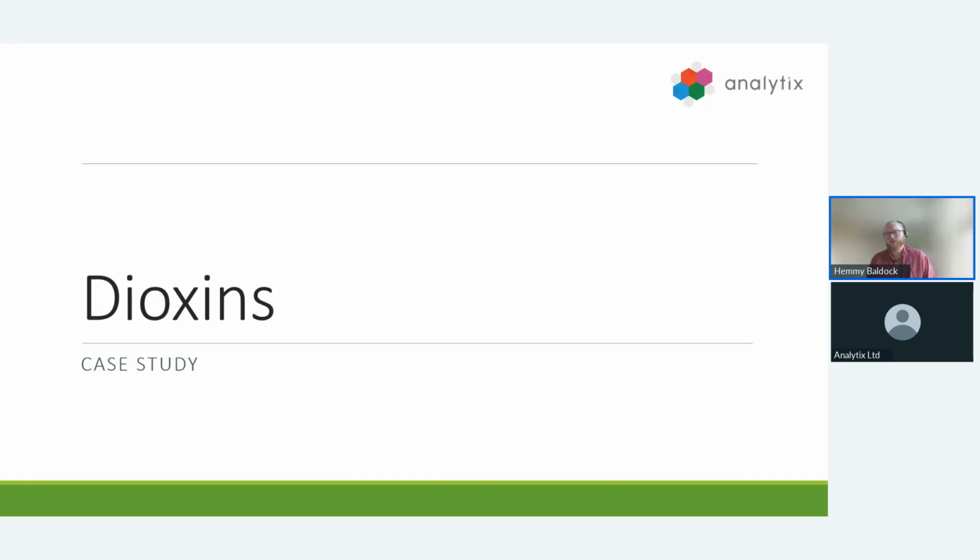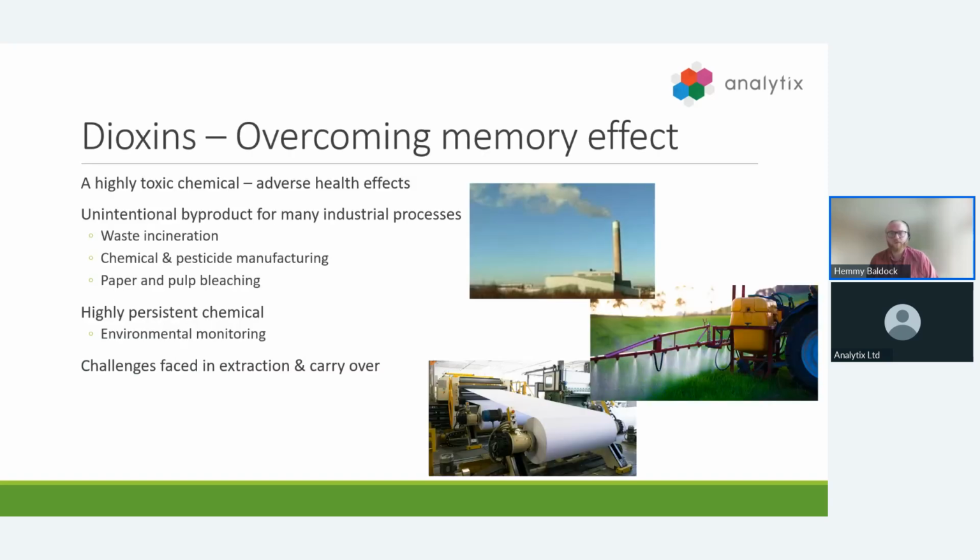The next case study I wanted to talk about was the chemical group dioxins. Dioxins are a highly toxic chemical group and pose a serious public health risk. According to the US EPA, dioxin and dioxin-like chemicals have been associated with adverse health effects in the population. Dioxins are formed unintentionally through many industrial processes which involve chlorine. For example, this could be waste incineration, chemical and pesticide manufacturing, and pulp and paper bleaching industry.